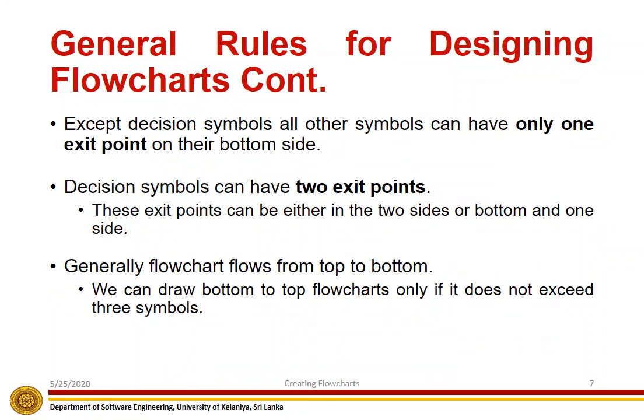Then the next one is that except for decision symbols, all other symbols can only have one exit or one output point on their bottom side. Decision symbols can have 2 exit points. These exit points can be either on the 2 sides of the diamond, or one exit point at the bottom and one at a side.